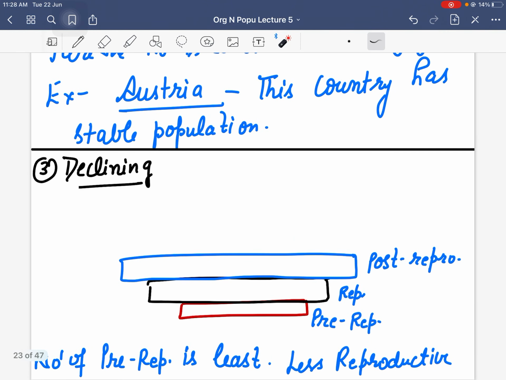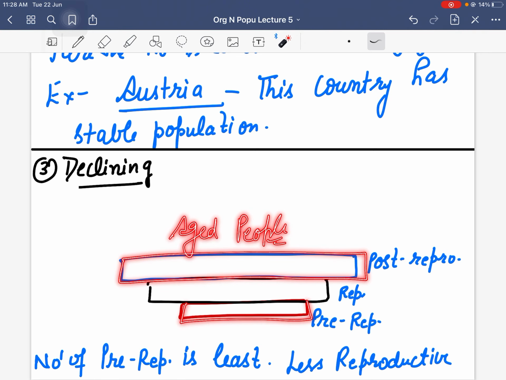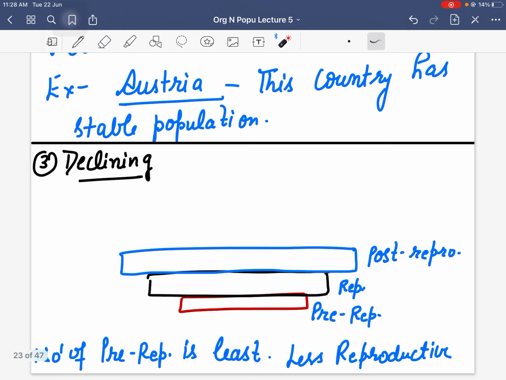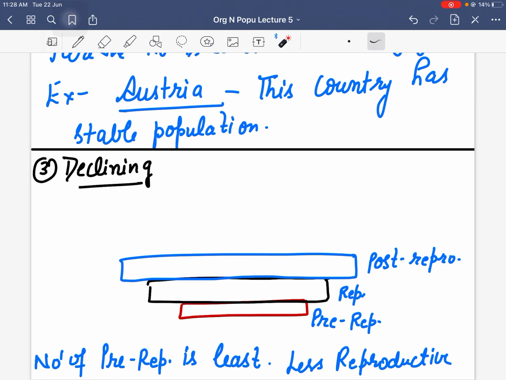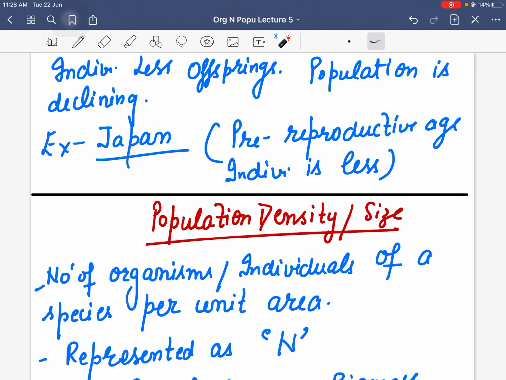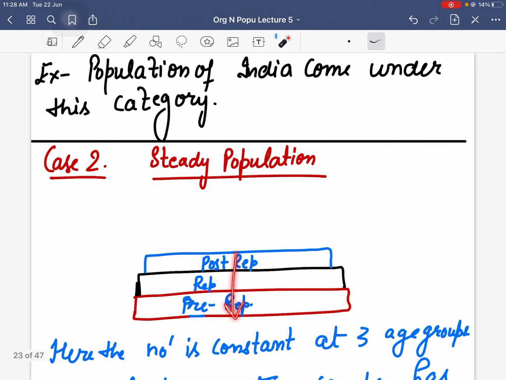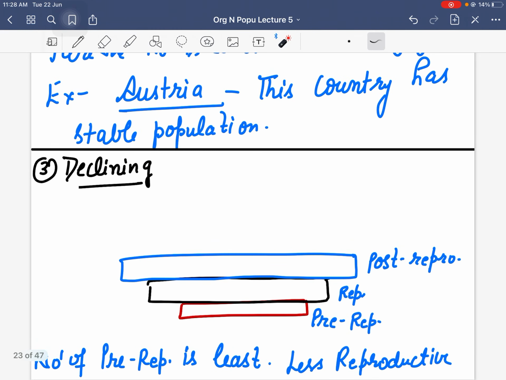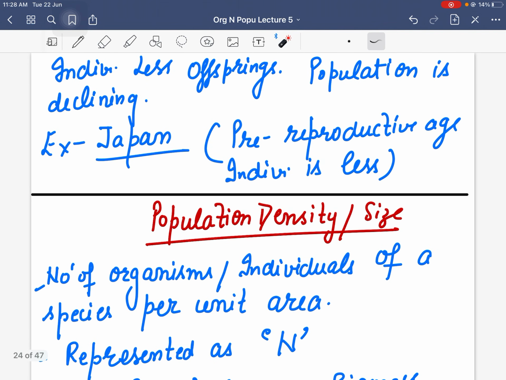The last case is declining. This is the case where post-reproductive, the aged people, are more, and pre-reproductive are least. When the number of pre-reproductive is least, there are definitely fewer reproductive individuals, fewer offspring, and the population is declining. This type of population is a declining population. And Japan is the country in which pre-reproductive age individuals are fewer.